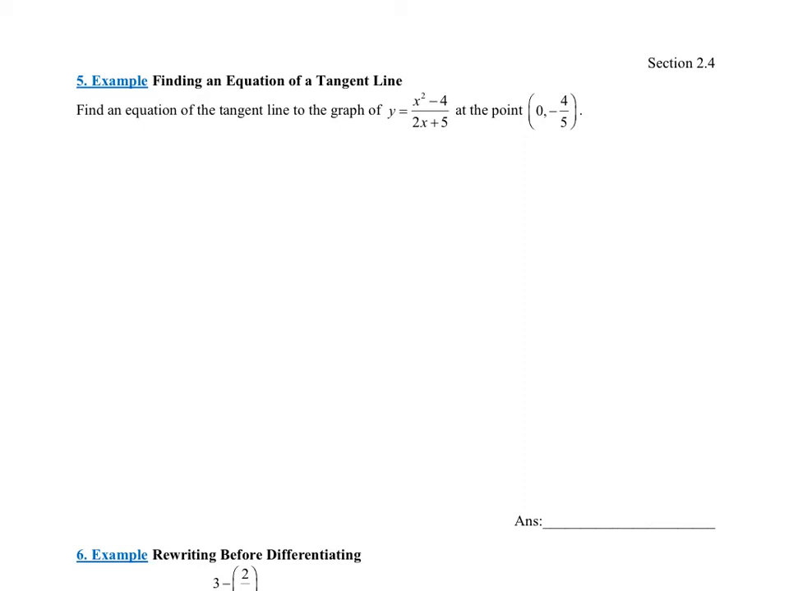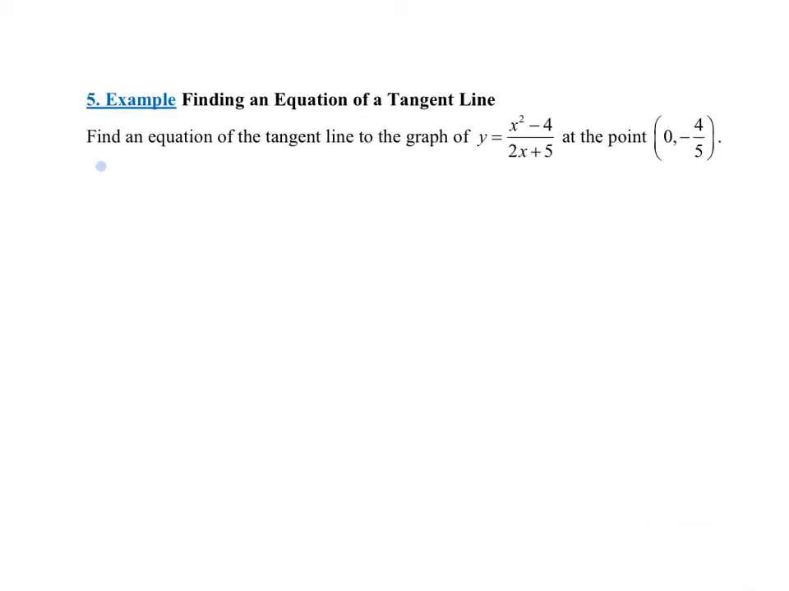Well, we need a point. We need the slope, which again is going to be y prime at x equals 0 in this case. And then 3, we're going to plug it into y minus y1 equals m times x minus x1, the point slope formula, and solve for y.